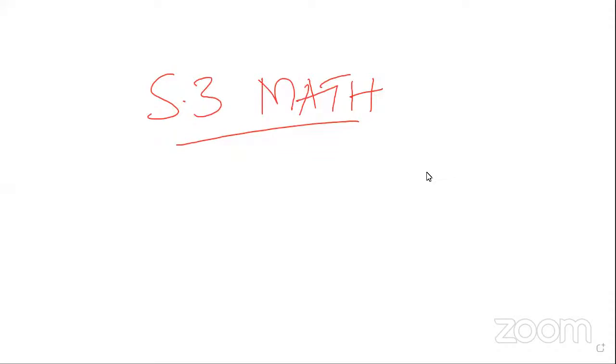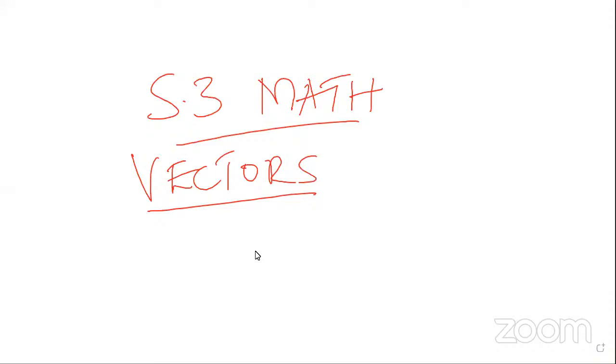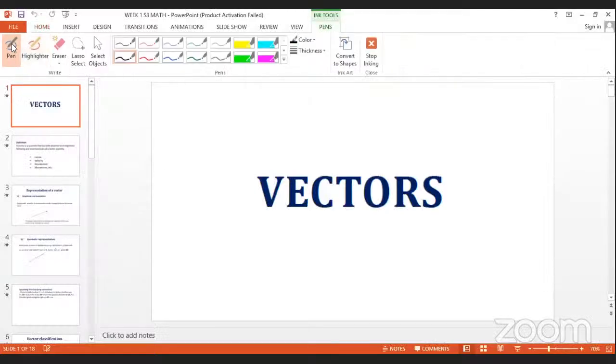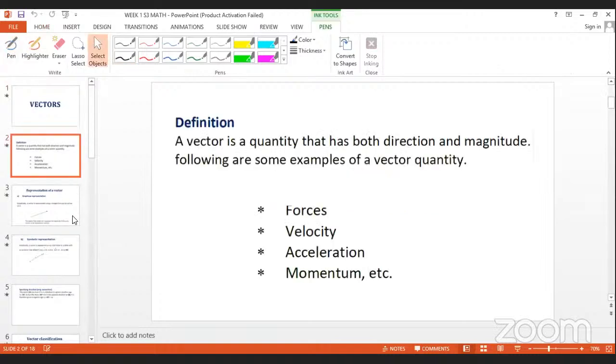All right. So those who are new, we are in mathematics, and here we are looking at vectors. Now, just a quick review of what we did last time. In our previous lesson, we started by introducing ourselves to vectors, and we said that when we talk about vectors, by definition, we look at quantities that have both direction and also the magnitude.